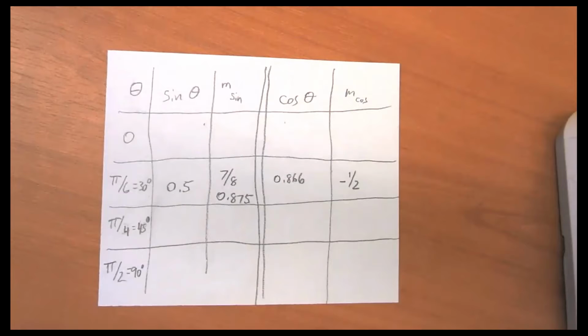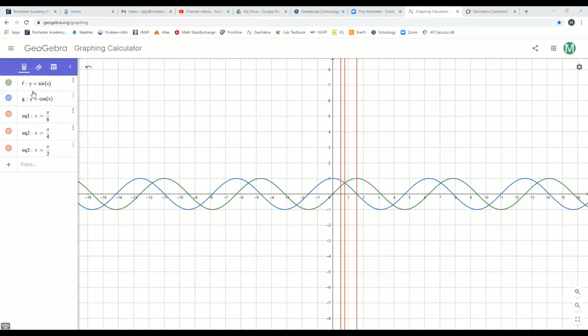So what I'd like you to do is the same thing for the remaining lines in this graph. So go make a GeoGebra sheet that looks like the one that I've got right here. So just to go back to that, you need a function for y equals sine of x, you need a function for y equals cosine of x, you need vertical lines, x equals pi over 6, x equals pi over 4, and x equals pi over 2. And you can just write pi as just the word pi.